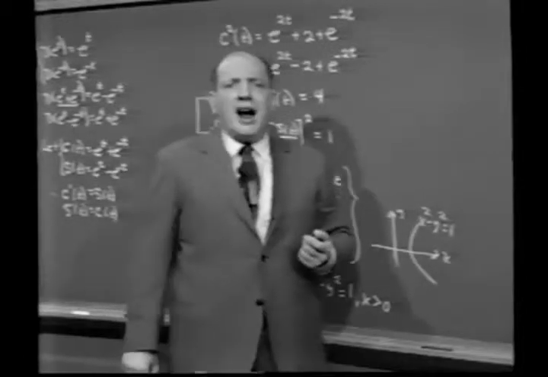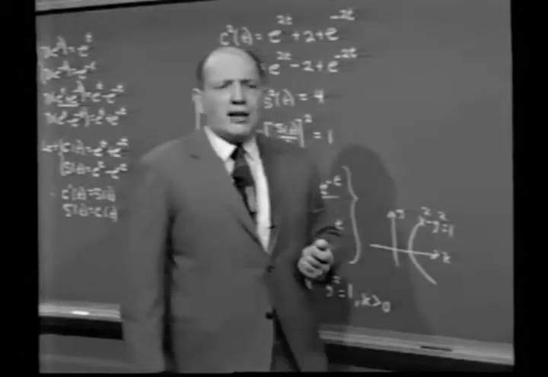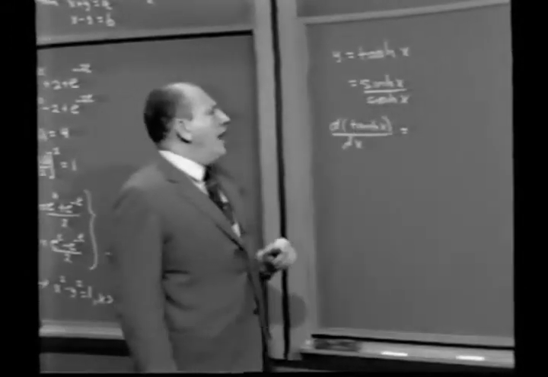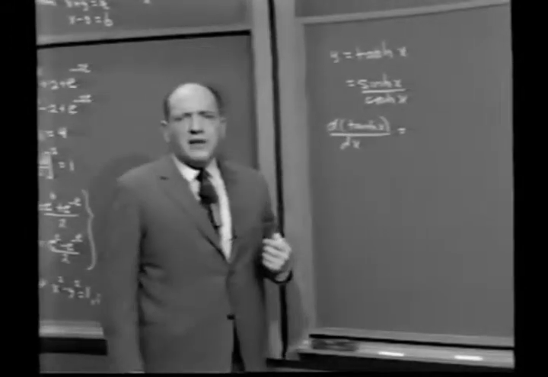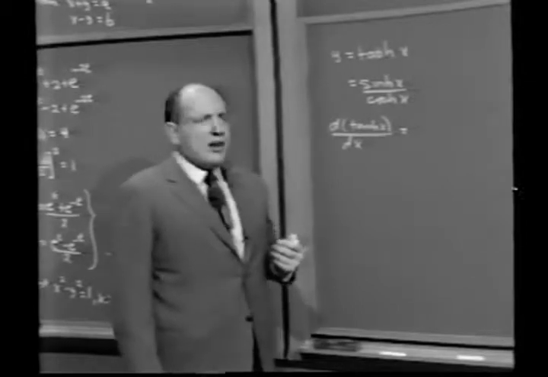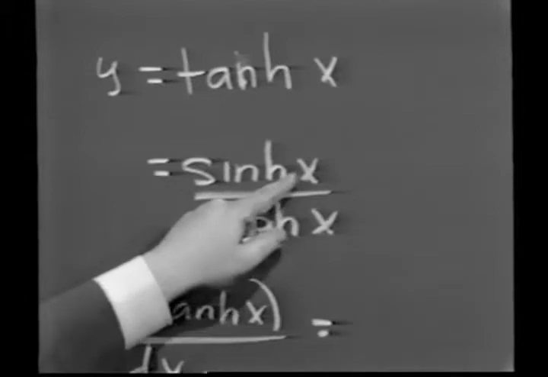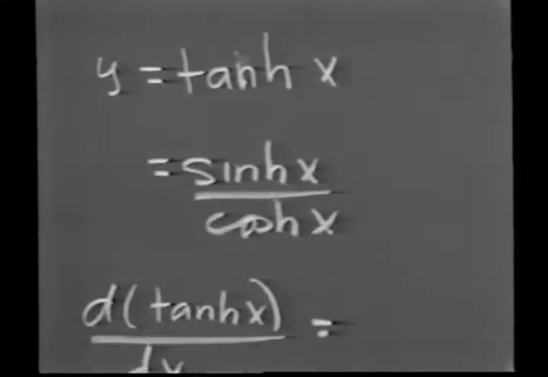Suppose, for example, I now want to define the hyperbolic tangent. See, y equals hyperbolic tangent x. How could I do that? Well, I mimic the circular function definition. I say, okay, I will define the hyperbolic tangent to be the hyperbolic sine over the hyperbolic cosine.